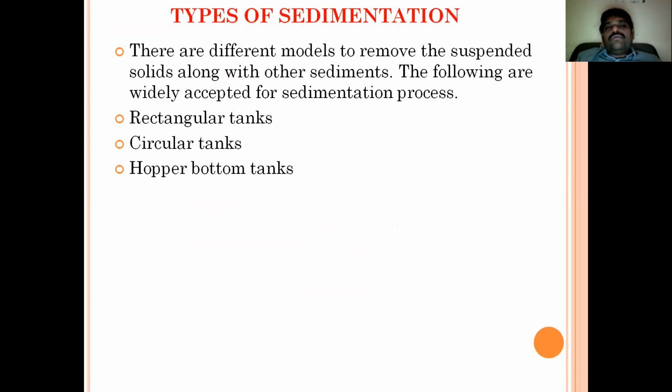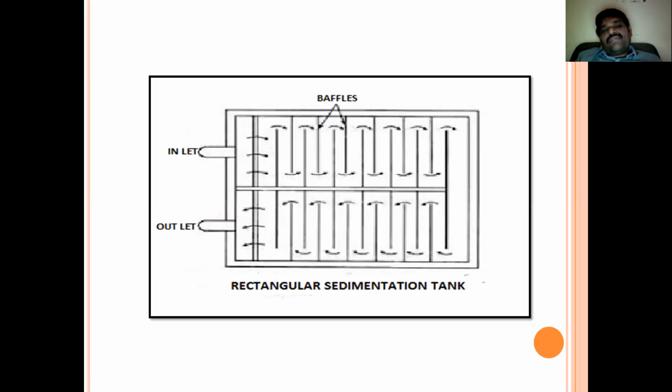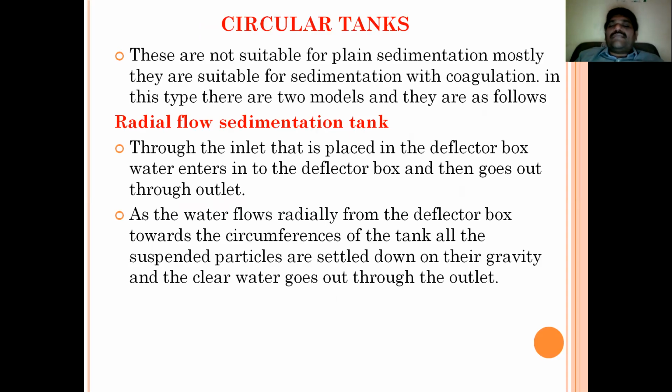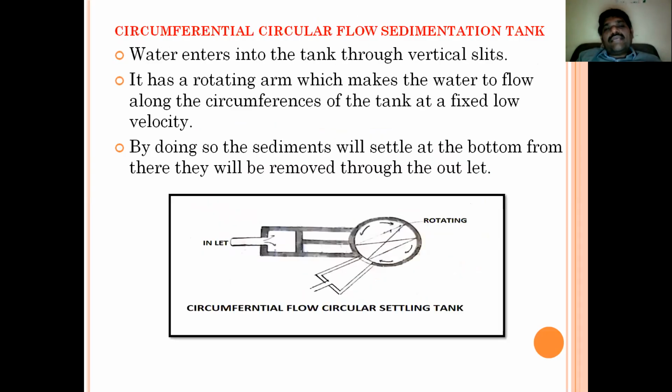Design of outlet zone. Next, the types of sedimentation tanks, or different methods of sedimentation tanks: rectangular tanks, circular tanks, hopper bottom tanks. In rectangular tanks, we have seen the flow is fixed and the length of water travel is increased by keeping baffles at the sides of the tank. Then circular tanks, which are divided into two types: radial flow, from the center towards all directions, and circumferential.